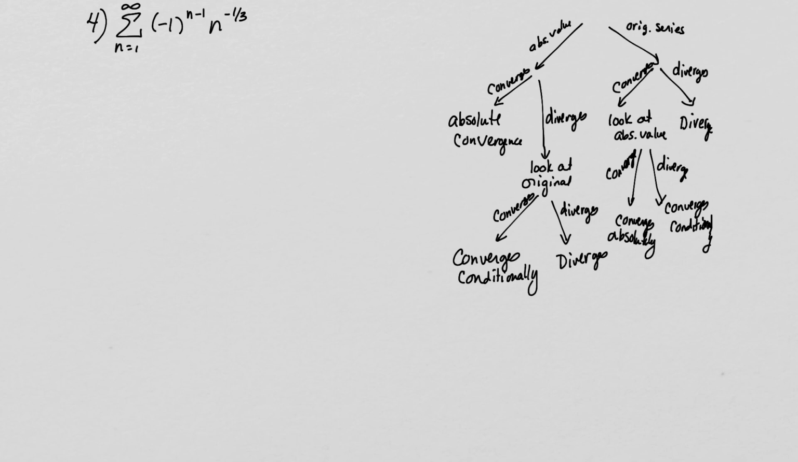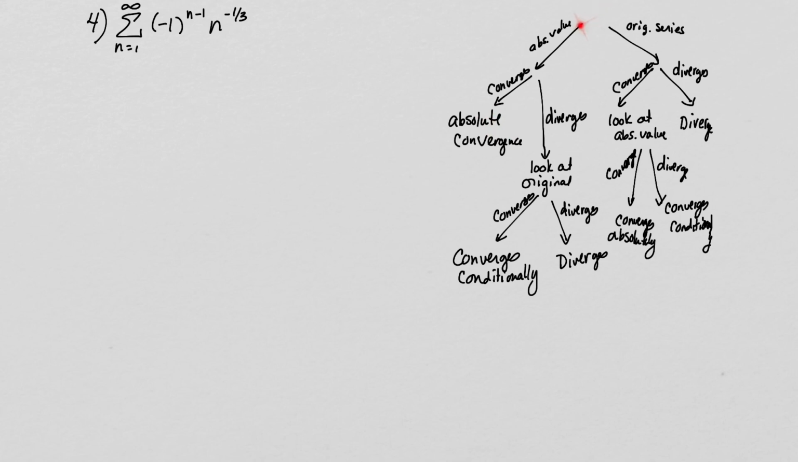So anytime you get conditional convergence, you're going to end up having to basically do two tests. The only ways to get to conditional convergence is you start with the absolute value, it diverges, you do another test, it converges, or you start with the original series, it converges, you do another test, it diverges. If you have a series that is going to converge absolutely, that is absolute convergence.